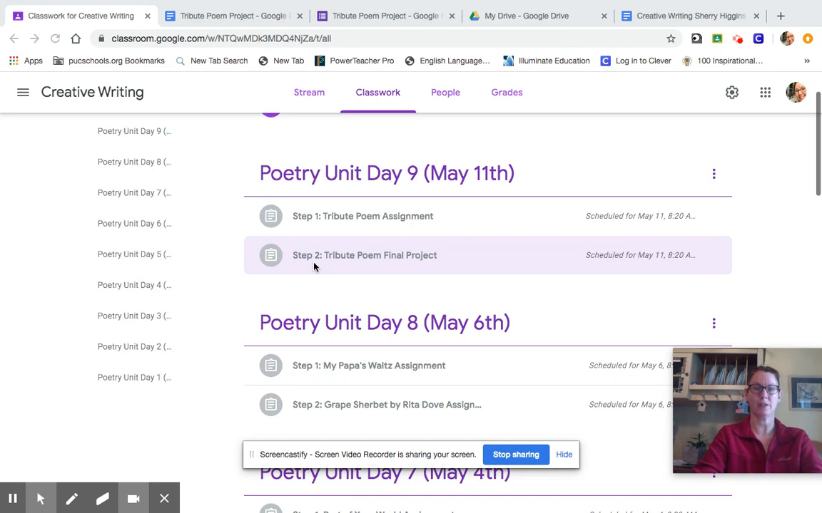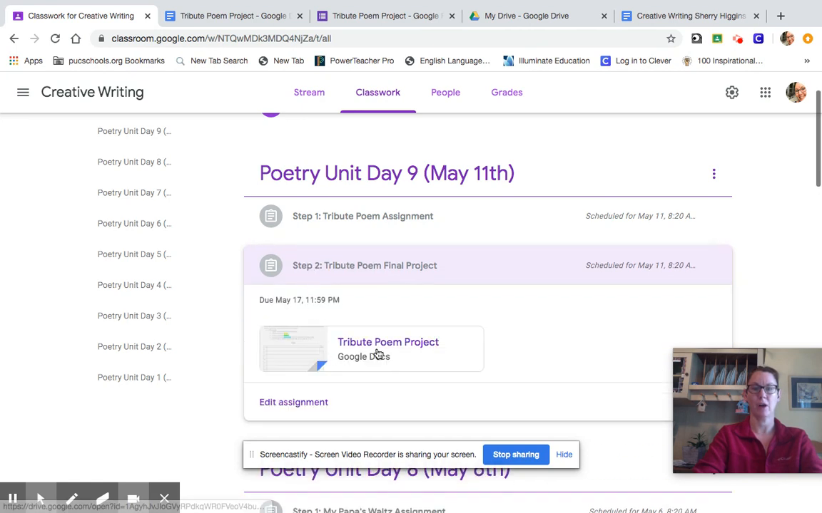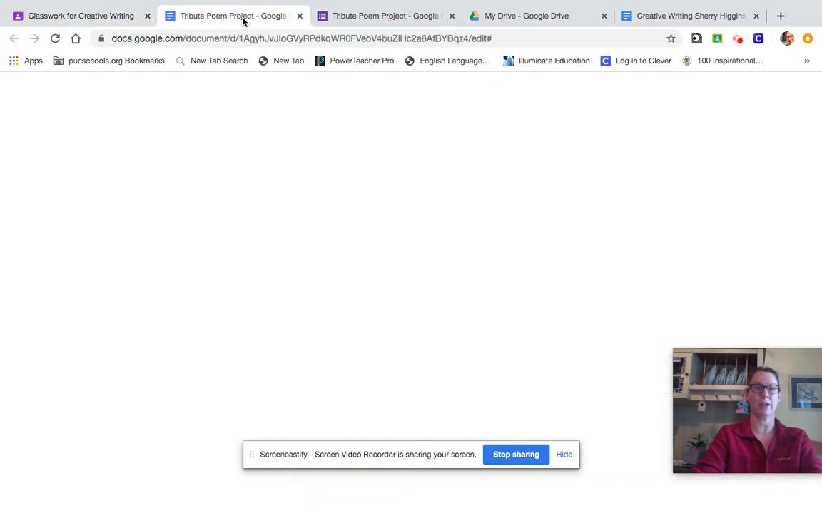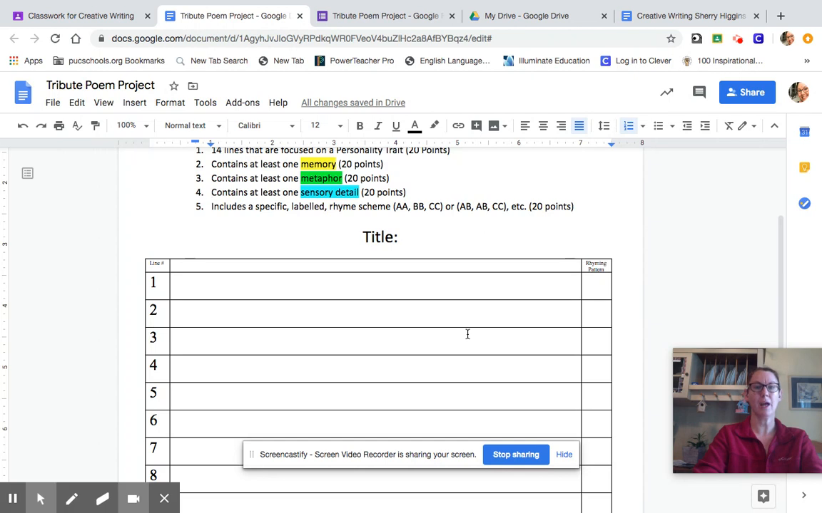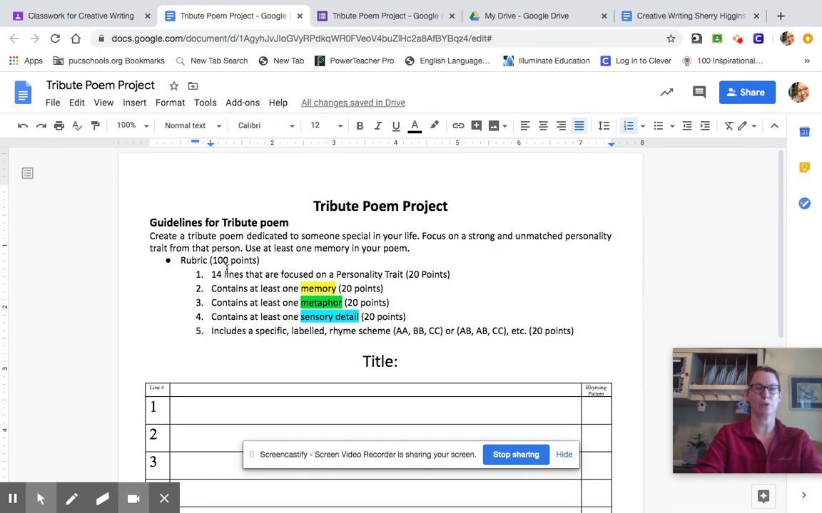And right below it, step 2 is the tribute poem final project. So if you click on that, open the document, it'll look like this. And here you have the actual rubric for the project. Again, as a reminder, your tribute poem will be dedicated to someone special in your life. It'll focus on an unmatched, strong personality trait, and you'll use at least one memory of that person in your poem.